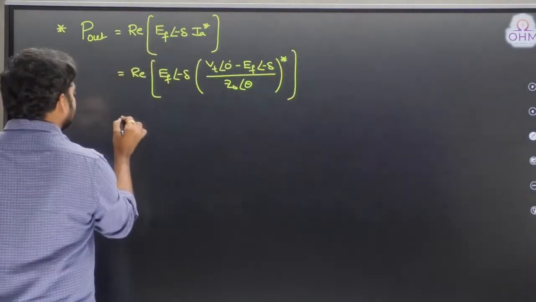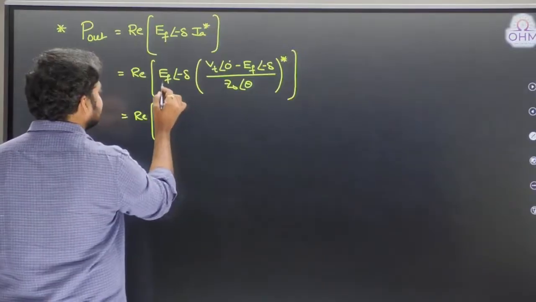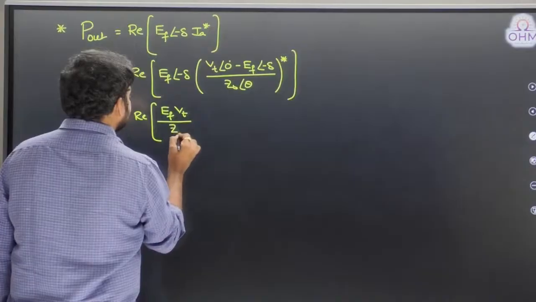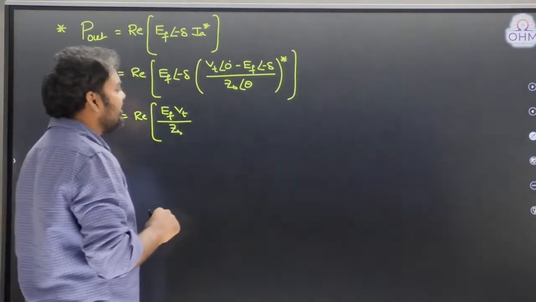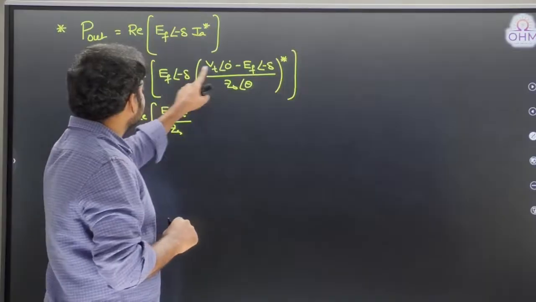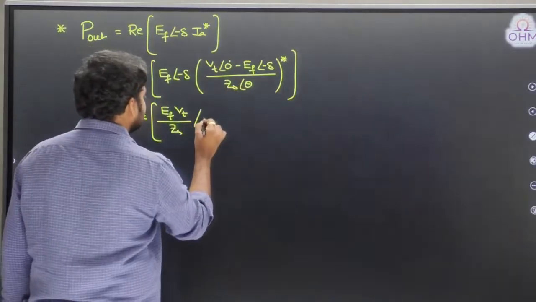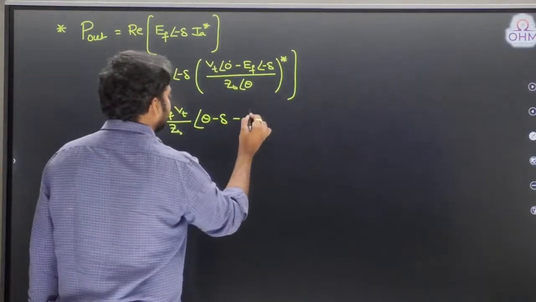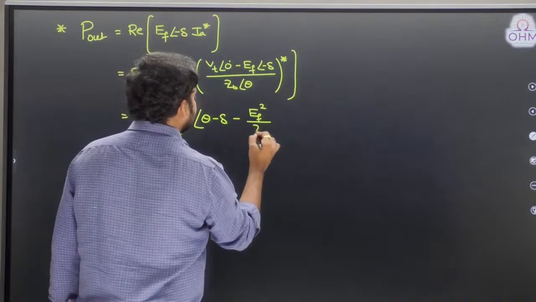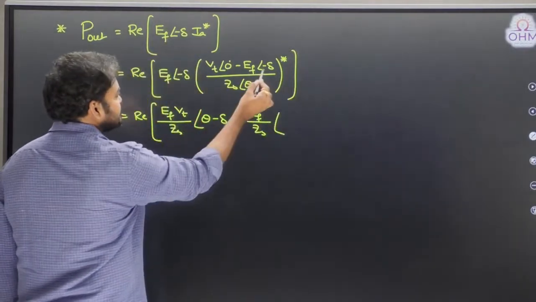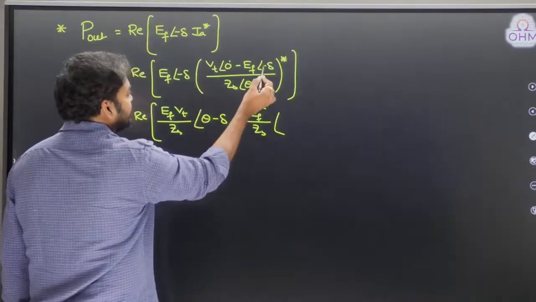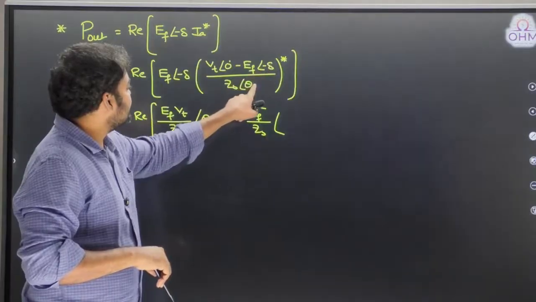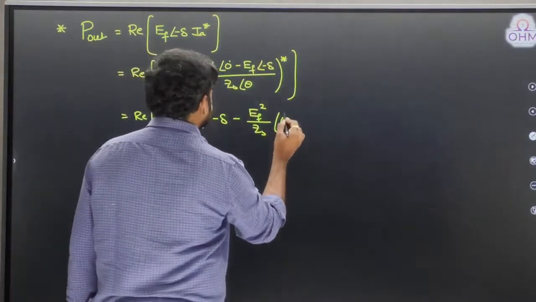Got it? So this is the real part of, what is the first term? EF into Vt, EF into Vt by Zs. If theta goes to the numerator, it will become minus theta minus delta, but conjugate is there, therefore theta minus delta, correct? Okay, second term EF into EF square by Zs. You see this is minus theta, guys, but this minus delta conjugate will become plus delta, minus delta plus delta will cancel, minus theta conjugate will become theta, right?